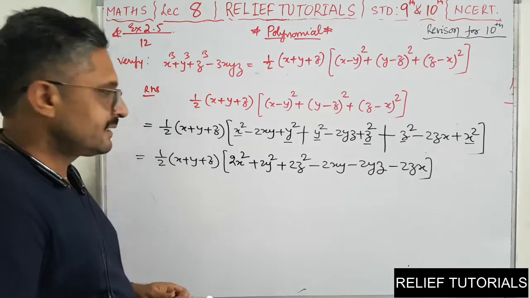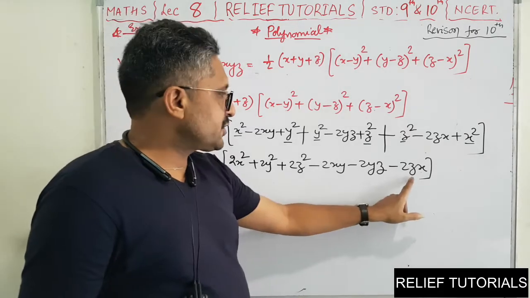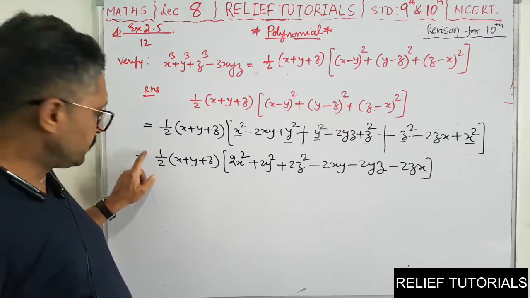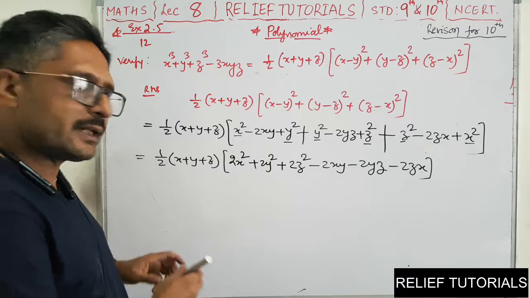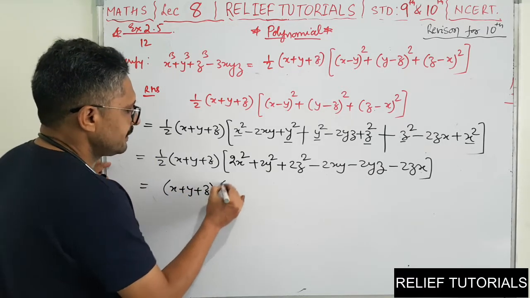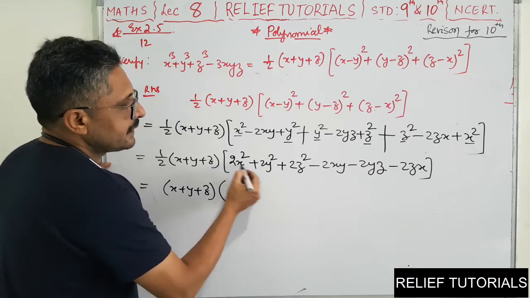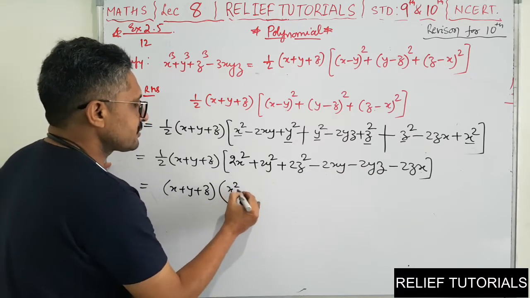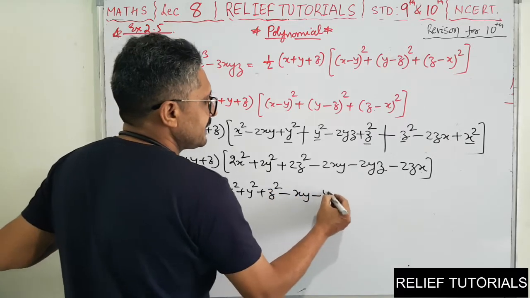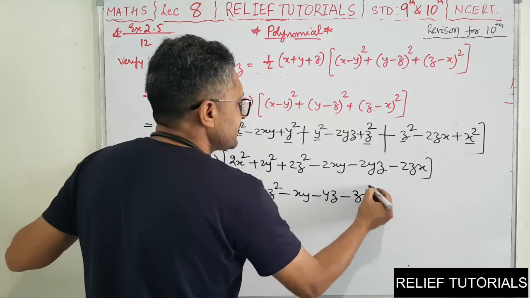Have you got it, friends? From this bracket each term has 2 common. So if you take 2 common, here you will get 2, and 2 and 2 will get cancelled. So directly we have x plus y plus z. Clear? Then 2 I have taken common, so here will be x square plus y square plus z square minus xy minus yz minus zx.